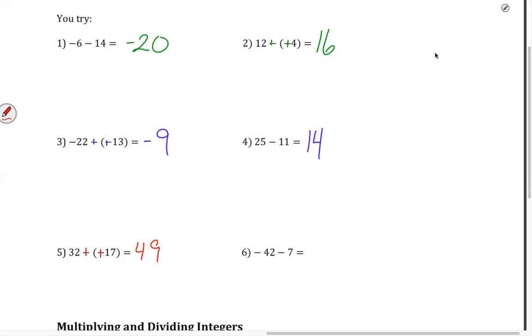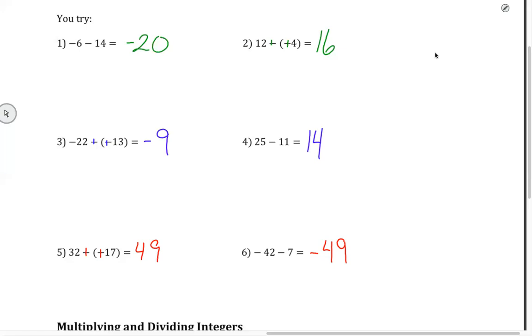And number 6, Hope. Would it be -35? Go the other way. Think if you owe me $42 and you owe me $7, you owe me 49. Okay? Those can get a little tricky.